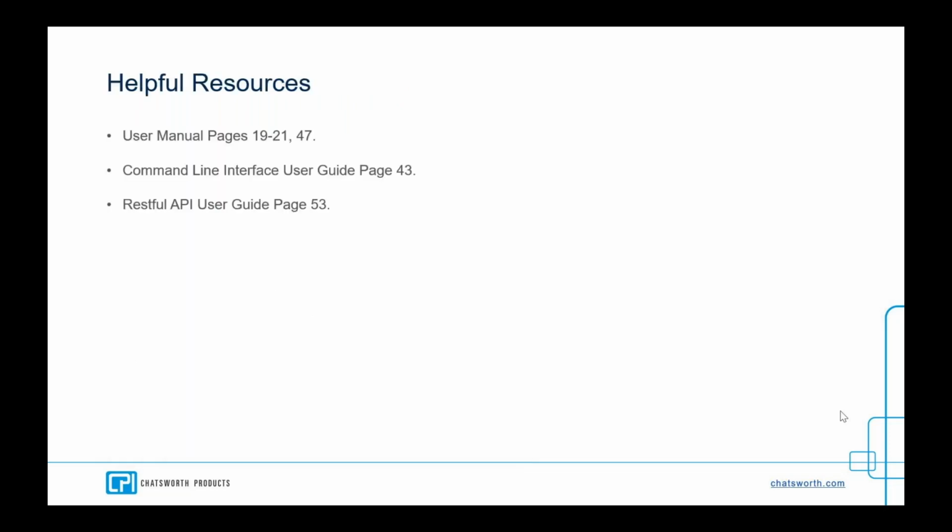For additional information on network configuration, you can visit our user manual pages 19 to 21 and page 47. If you're working with the command line interface, please visit the CLI guide available in our software resources on page 43. And for RESTful API information, you can visit the guide on RESTful API on page 53.